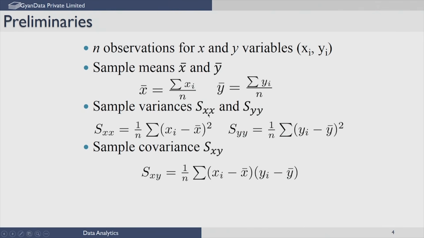We can also define sample variances, which is nothing but the sum squared deviation of the individual values from the respective means, xi minus x bar whole square, summed over all the values divided by n or n minus 1 as the case may be. So, we define these sample variances sxx and syy corresponding to the sample variance of x and y. We can also define the cross covariance, which is denoted by sxy, which is nothing but the deviation of xi from x bar and the corresponding deviation of yi from y bar, and the product of this we take and sum over all values and divide by n.